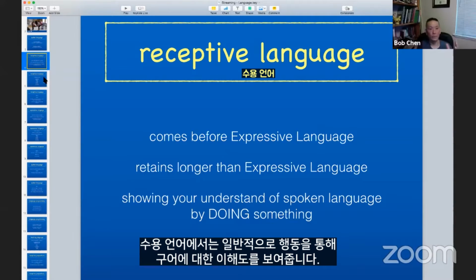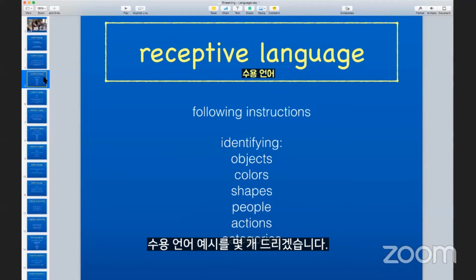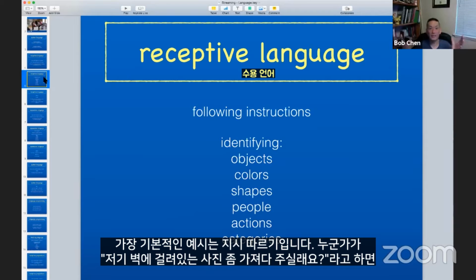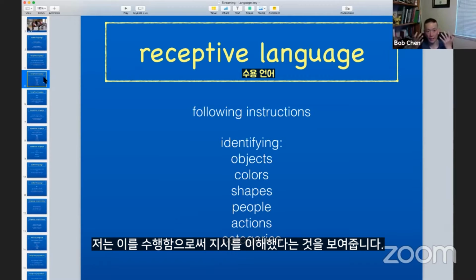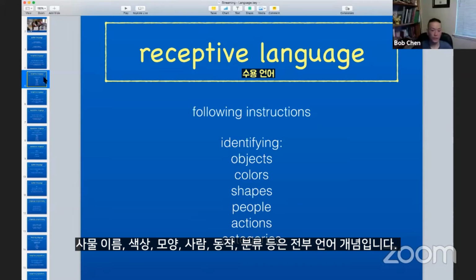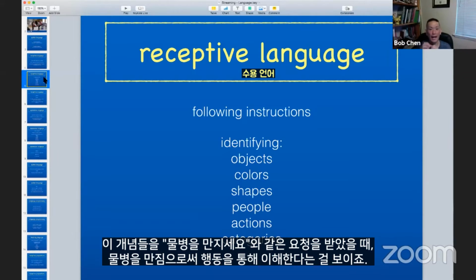All right? So generally in receptive language, you're showing your understanding of the spoken language by doing something. These are some examples of receptive language. One of the most basic ones is being able to follow instructions. So when somebody says, can you go get me that picture that's hanging on the wall over there? I show you I understand the language by getting up and completing the task. Object labels, colors, shapes, people, actions, categories, all of these are language concepts. And when you ask somebody to identify something for you, like, touch the water bottle, they know by touching the water bottle that they understand the language that you're using.